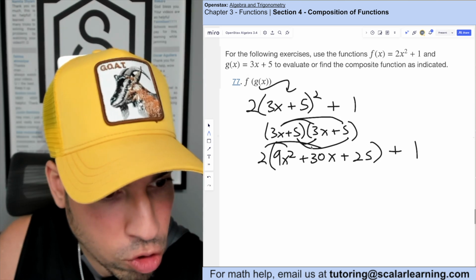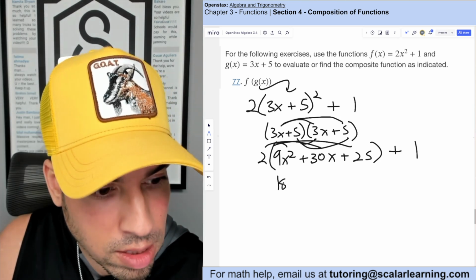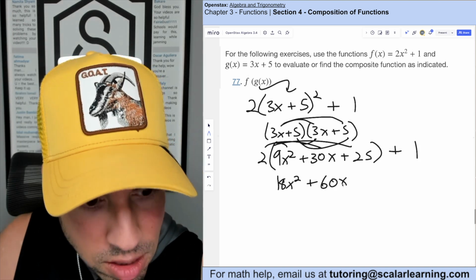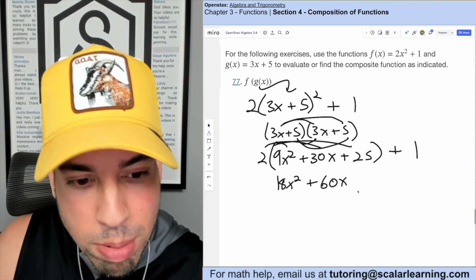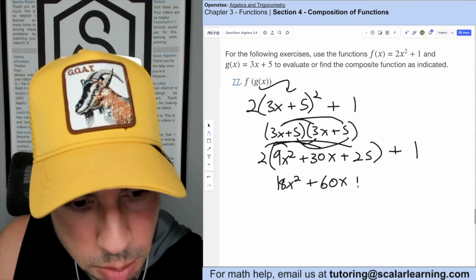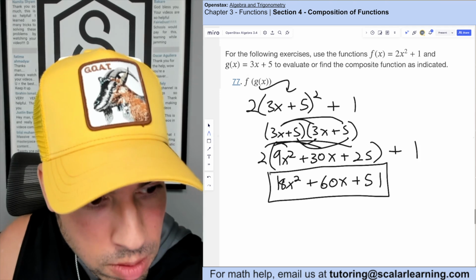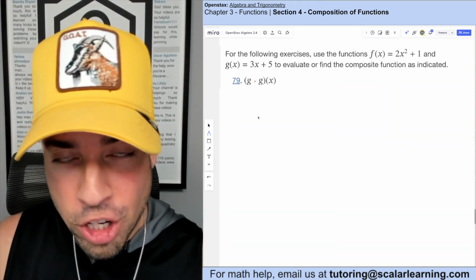So let's distribute, distribute, distribute. That's 18x squared plus 2 times 30 is 60x, plus 2 times 25 is 50, plus that last 1 will make it 51 for the answer. Boom, done. So here we want g of x.